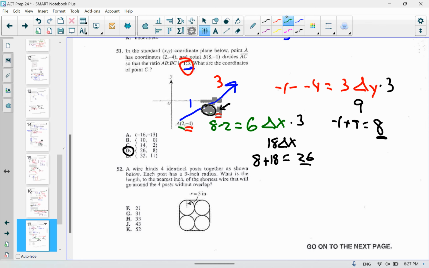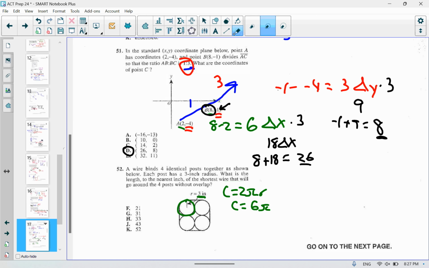52 is pretty tricky. First, let's talk about circumference. Circumference being 2 pi r. So in this case, I know that my circumference is going to be 6 pi. That'd be the distance around the full circle. However, if I'm looking at these, I would notice that it only goes around about 1/4 of each circle.